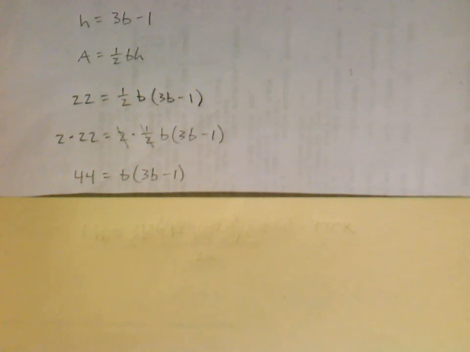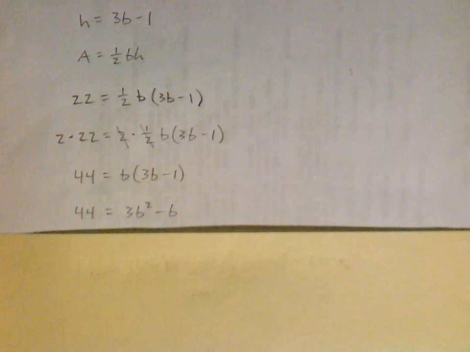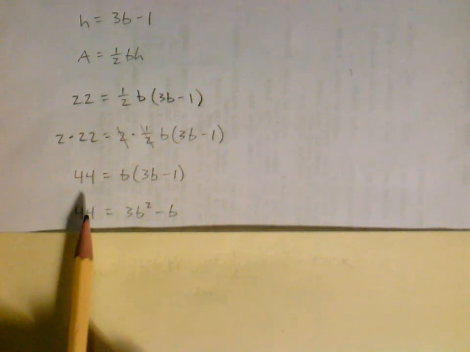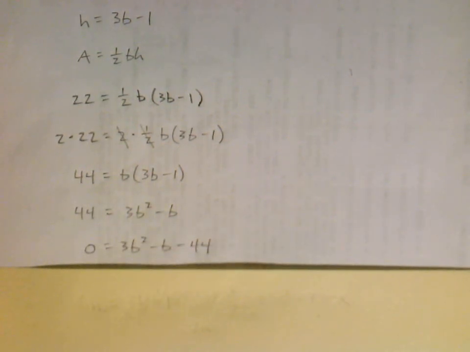Okay, once we have it in this position, now go ahead and distribute that b. All right, 44 equals 3b squared minus b. And we need to set this thing equal to 0. I'm going to subtract that 44. So I've got 0 equals 3b squared minus b minus 44.